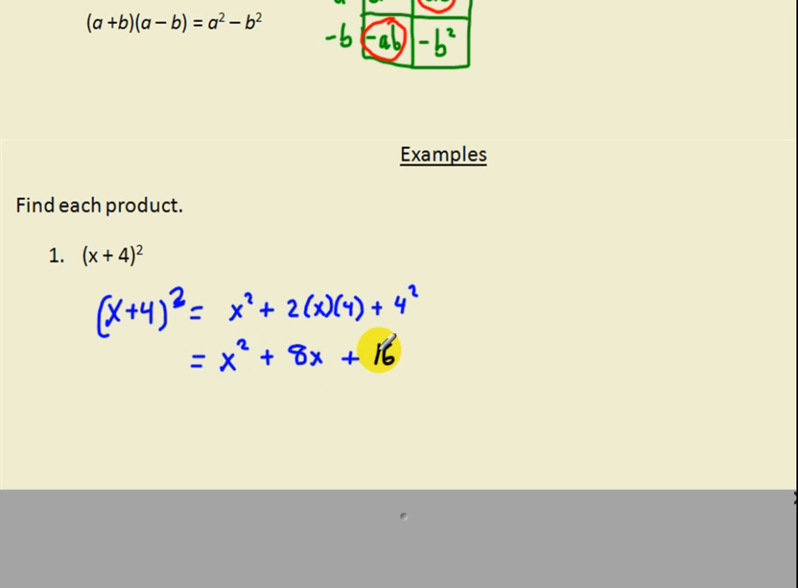Alright? And notice here, if you see this kind of trinomial, you have a leading coefficient of 1 here. Notice that the constant is a perfect square. If you take the square root of 16, and that's 4, multiply that by 2, you get 8.